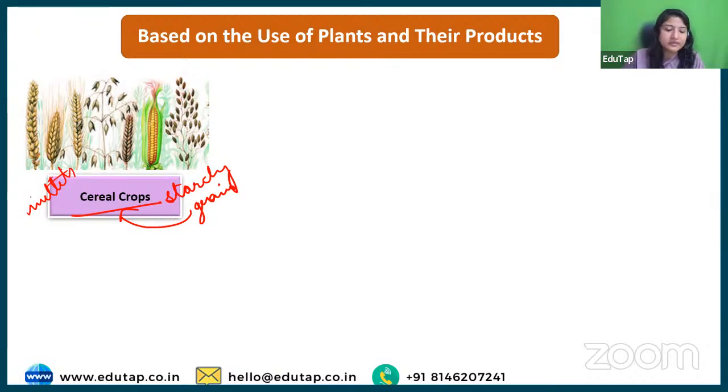ठीक है, this is your first classification that is done on the cereal crops. ठीक है, and जो स्टार्ची ग्रेन्स बोले हैं ना, तो ये बेसिकली जो सीरियल्स होता है ना, आपकी ग्रास फैमिली में आता है. अब ये फैमिली क्या है? बेसिकली देखो, they have some similarities, they have some differences, right?